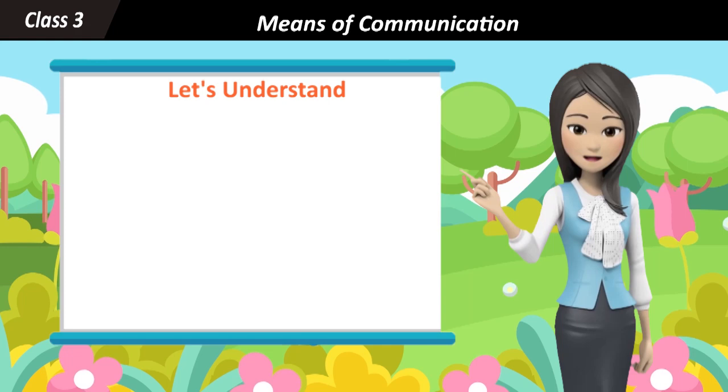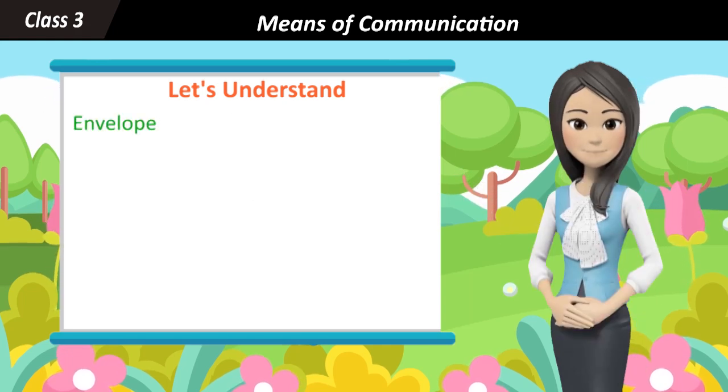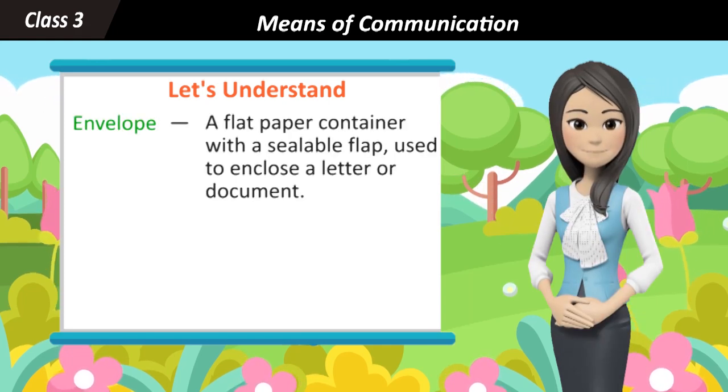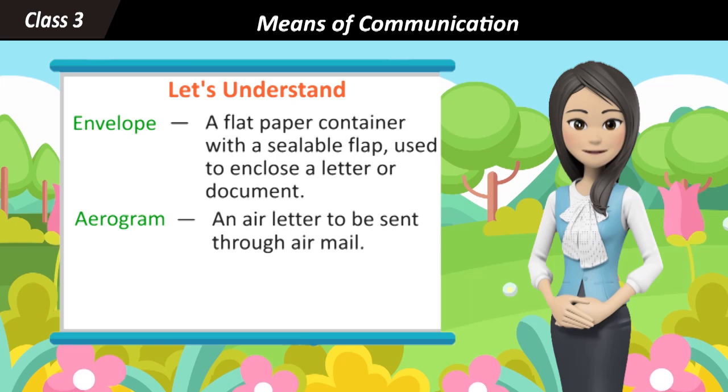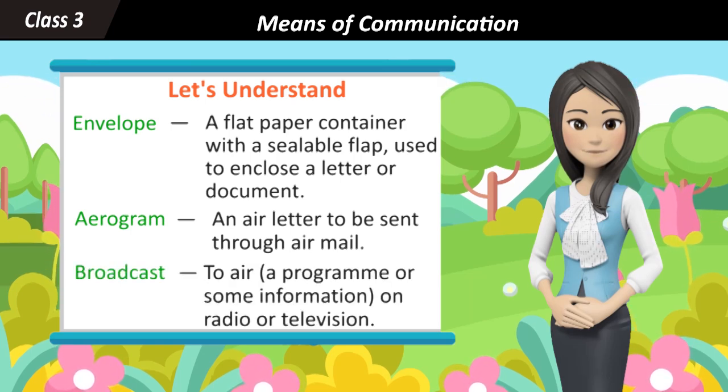Let's understand. Envelope: a flat paper container with a sealable flap used to enclose a letter or document. Aerogram: an air letter to be sent through air mail. Broadcast: to air a program or some information on radio or television.